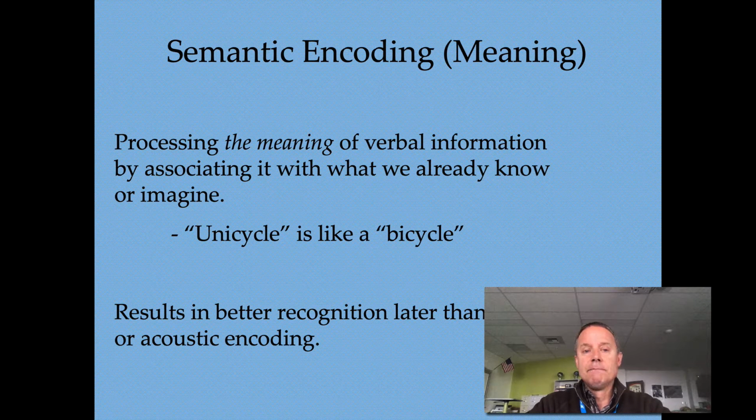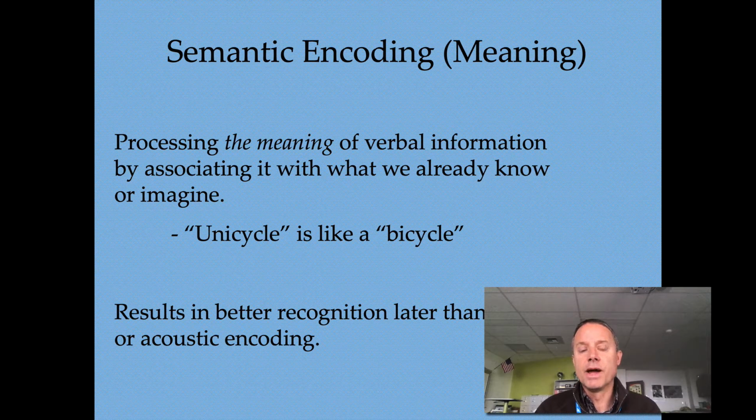Semantic is encoding the meaning of verbal information by associating it with what you already know or imagine. So when you were a little kid, probably 2 or 3 years old, you learned what a bicycle was, but you never saw a unicycle. You didn't learn what that was. When you finally do see a unicycle and your mom tells you what it is, you can remember it because you associate it with what a bicycle is. So that is processing the meaning of the verbal information.